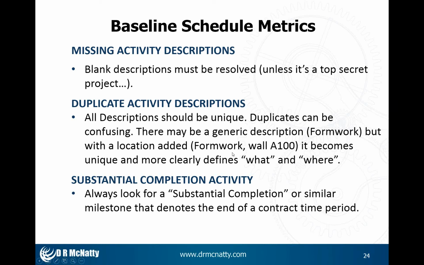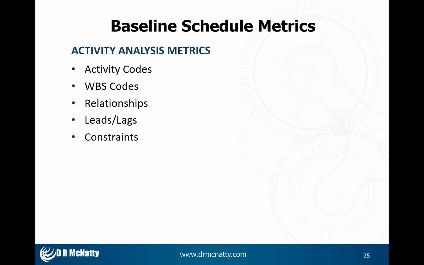Duplicates. If I have a list of activities called form work, that doesn't really tell me much. If it says form work at wall A100, which is different than wall A200, then it becomes more unique and clearly defines the what and the where. I also look for my substantial completion or final completion activity that denotes the end of the contract time period, from which I would want to see my float calculated on the project. So I need to understand what that activity is.